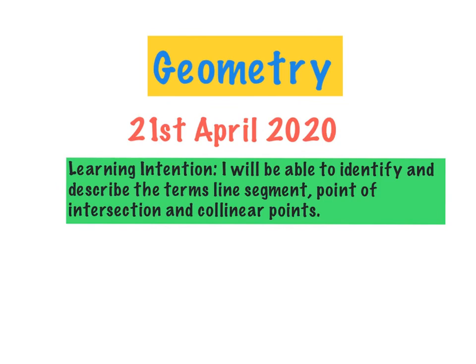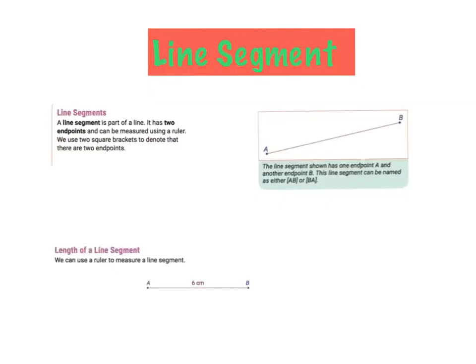Okay, hi everyone. So today we're going to be continuing on with our work on geometry terms, okay? And our learning intention is I'll be able to identify and describe the terms line segment, point of intersection, and collinear points, okay? So these three new terms are being added to the four we did yesterday, which were plane, point, line, and ray. Okay, so firstly we're going to have a look at a line segment, okay?